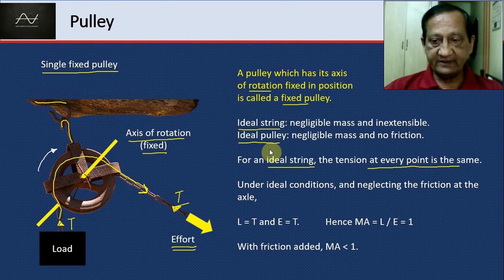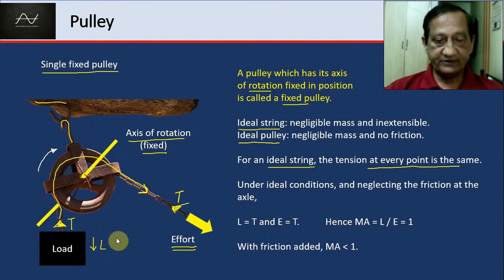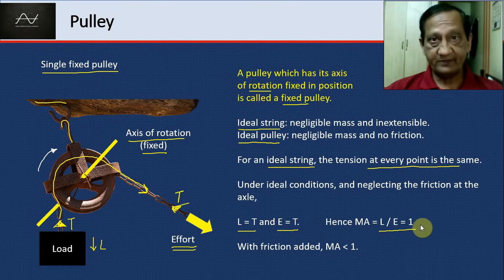So under these ideal conditions and neglecting the friction, to keep this load in equilibrium, when you pull it with an effort, you create a tension. And tension is a pulling force, so it will act outward from that load. And if this load is in equilibrium, then the load, which is the weight L, is balanced by the tension. So load is equal to the tension, and effort is also equal to the tension. Therefore, the mechanical advantage is one, you don't get any force multiplier effect or speed multiplier effect.